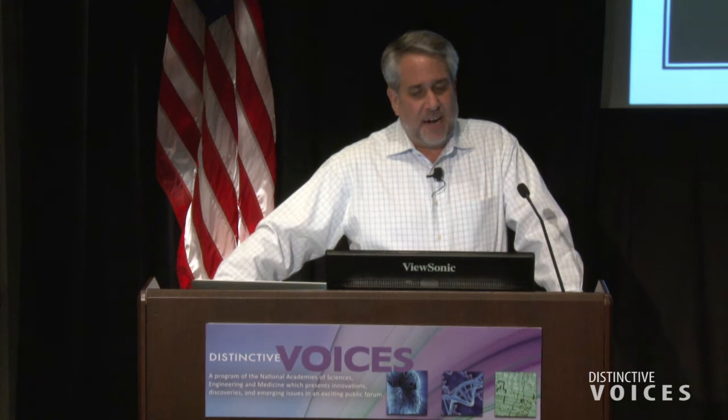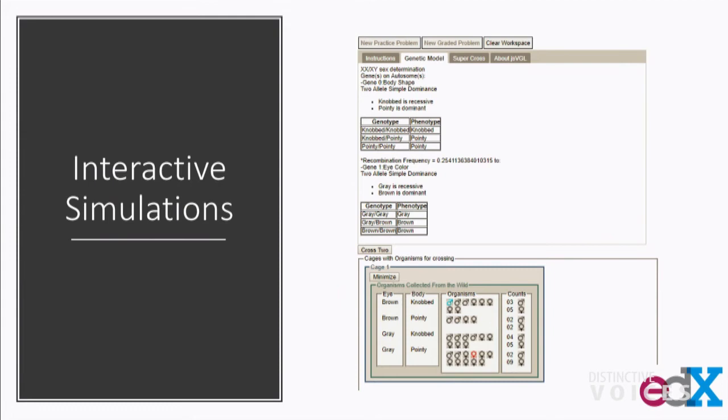Another very important part of working online are these interactive simulations. And so here we have an interactive simulation of how recombination actually might work and what's going to happen when you have crossing organisms. And you can see from the very top that there are practice problems and then there are graded problems. And this simulator actually helps the student understand the material. And so you can interact with these simulators very much.